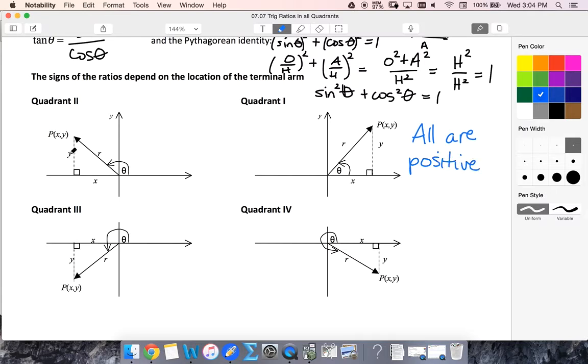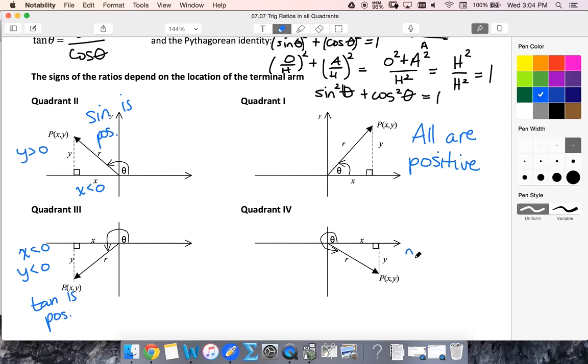In quadrant 2, the y values are positive, the x values are negative. That means that sine is going to be positive, but cosine is negative, and positive divided by negative is negative, so only sine is positive. Quadrant 3, I have that x is less than 0 and y is less than 0. That means cosine is negative, sine is negative, but negative divided by negative is positive. So in quadrant 3, tangent is positive.